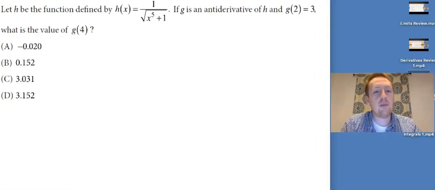All right, so let's look at this one. Let h be the function defined by h of x equals 1 over the square root of x to the fifth plus 1. If g is an antiderivative of h and g of 2 equals 3, what is the value of g of 4?